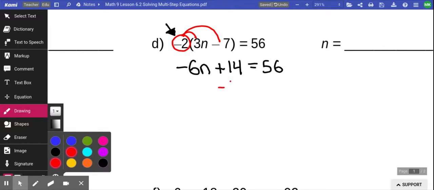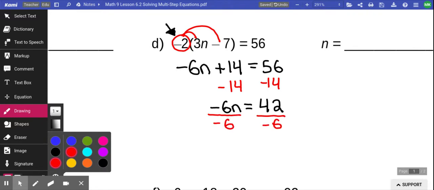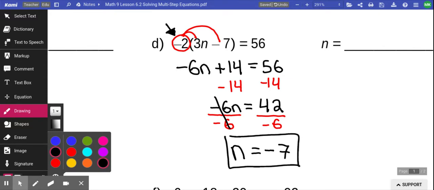Now that I've gotten rid of the brackets, I can focus on solving. So I'm going to move the 14 over. That leaves me with negative 6n equals 42. Now I need to get rid of that negative 6. That is a negative 6 times n because there's nothing in between the 6 and the n. That means it's being multiplied. So we're going to divide both sides by negative 6. When I do that, I'm going to reorganize. On the left side, I have n. On the right side, 42 divided by negative 6 is going to be negative because positive divided by negative is negative. And then 7. So n equals negative 7 is my answer.